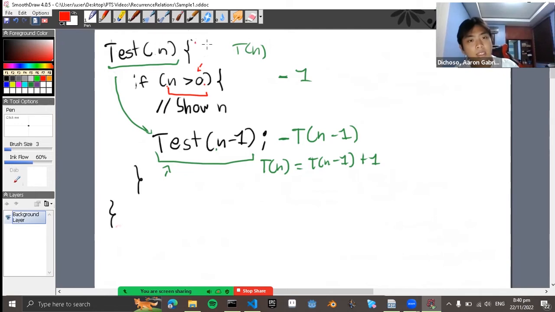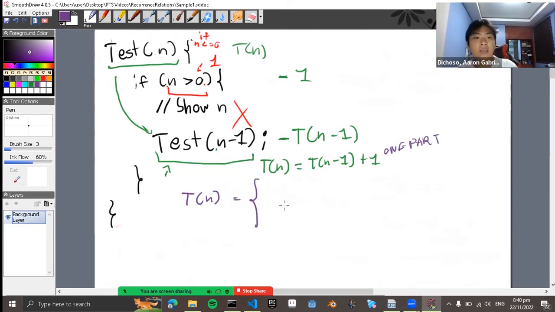If n is less than or equal to 0, then only this one would run and not these, right? So just to further clarify on the time function, it's not actually this, it's just one part of the whole time function. The whole time function would actually look like a piecewise function. May two pieces siya.